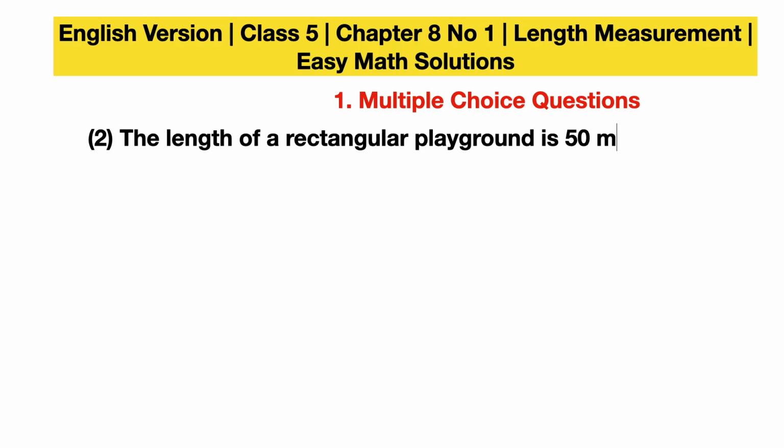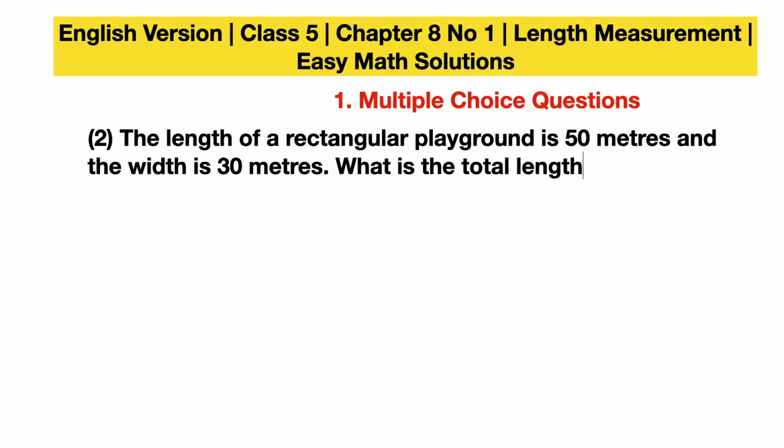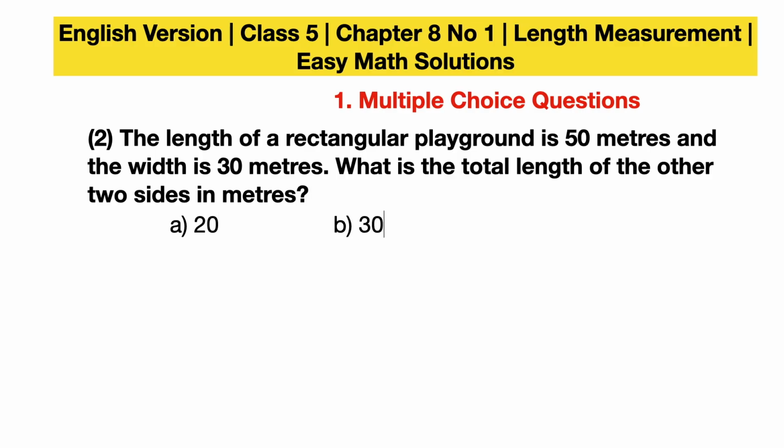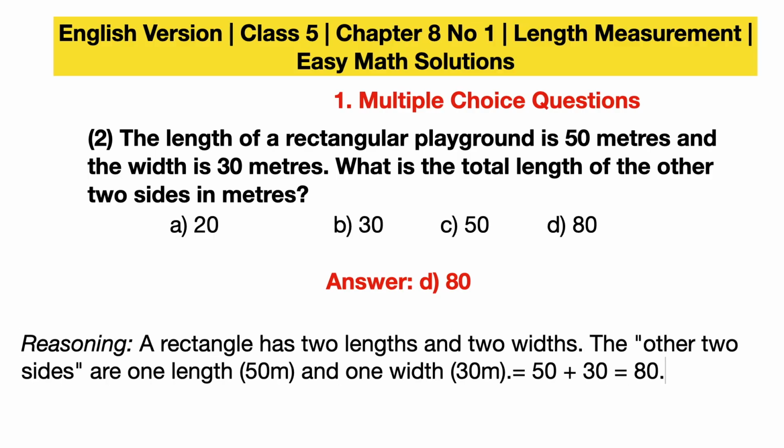Number 2, the length of the rectangle is 50 meters and the width is 30 meters. What is the total length of the two sides in meters? 20, 30 and 50, 80. It is 80 because, reason: a rectangle has two lengths and two widths. Okay.